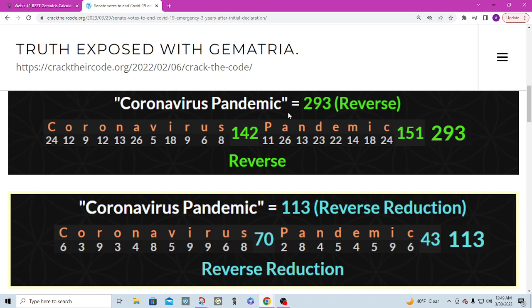Don't get discouraged. So in your reverse ciphers, the reverse and the reverse reduction, you're going to get the dates for when COVID started and ended. So it was officially declared on March 11th, and then it ended officially yesterday on March 29th.